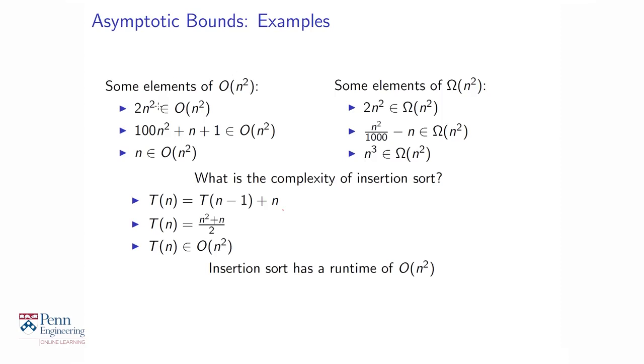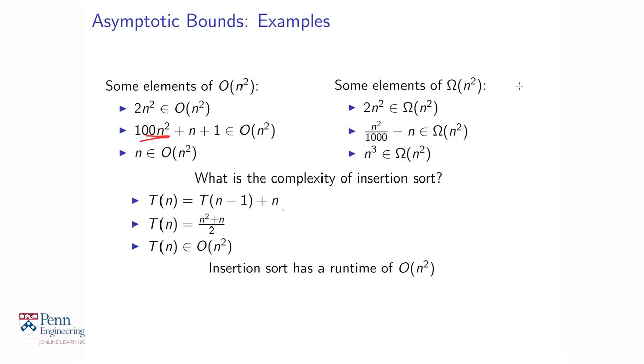So 2n squared grows as fast as n squared, so it's order n squared. 100n squared plus n plus 1 is also order n squared, because the n and the 1 grow more slowly, and 100n squared is of the same order. 100n squared is of the same growth rate as n squared. Constants don't matter. Similarly, the function n grows strictly slower than n squared, so it's also in order n squared.